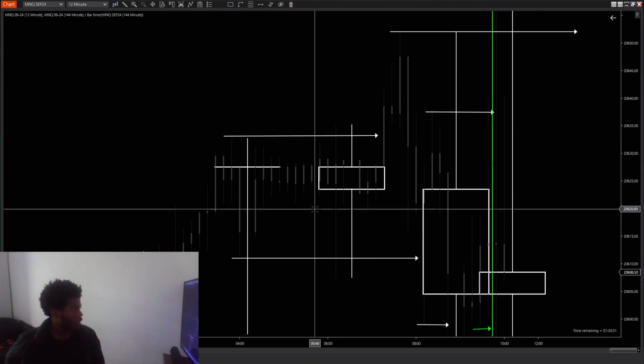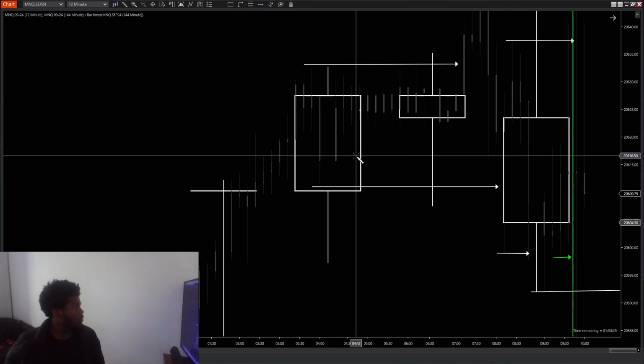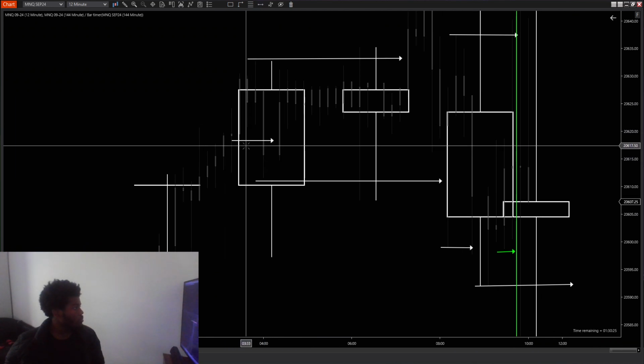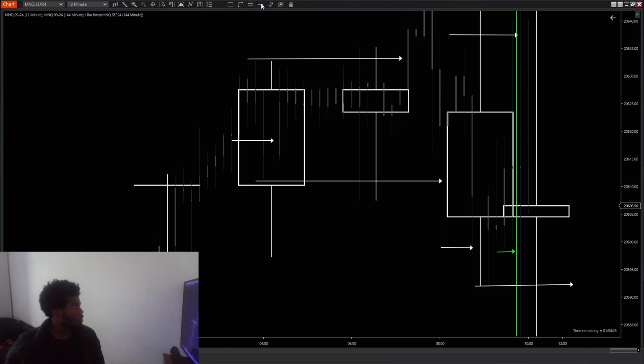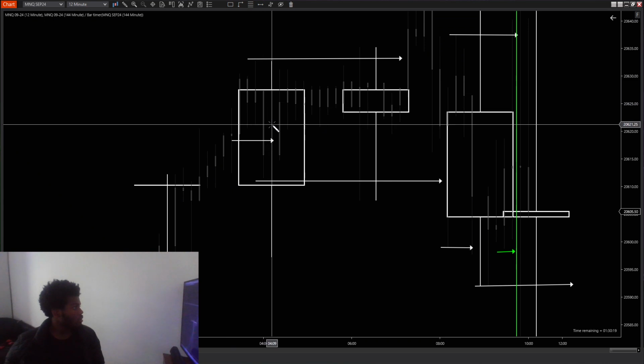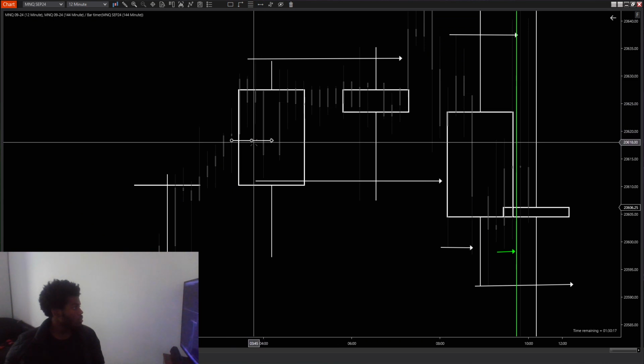So we see here that we got a closure below this last up candle. We have an up candle here. So really truly it was this.